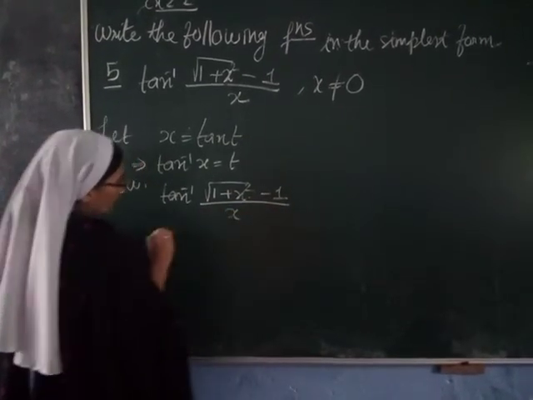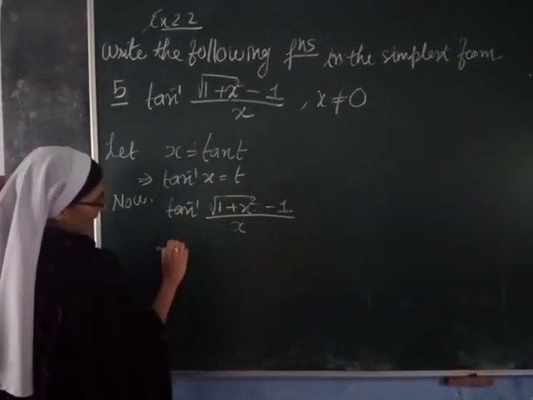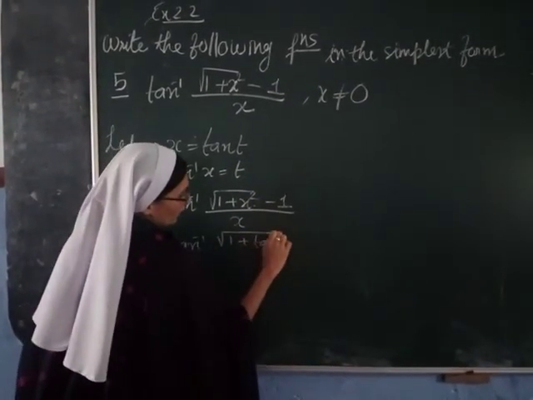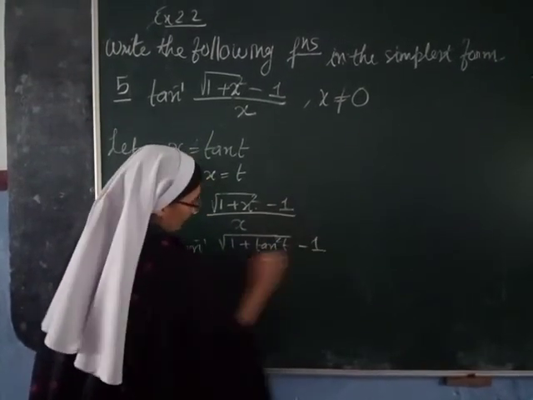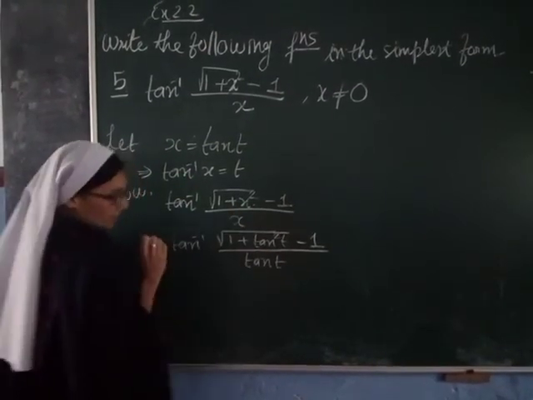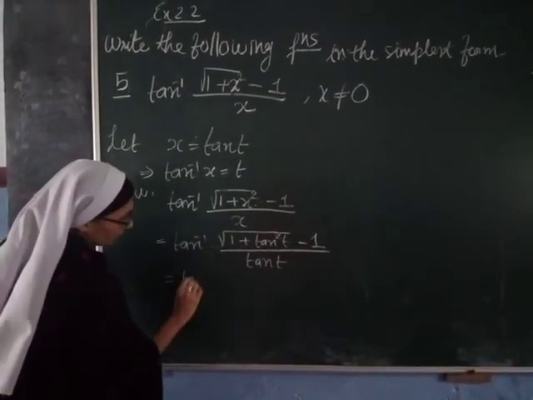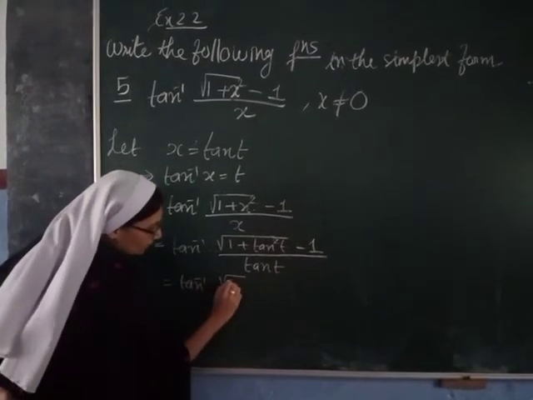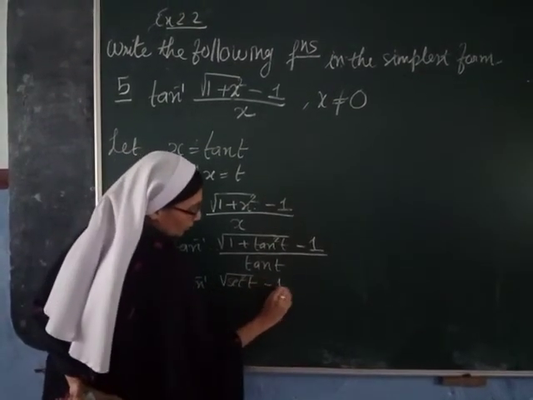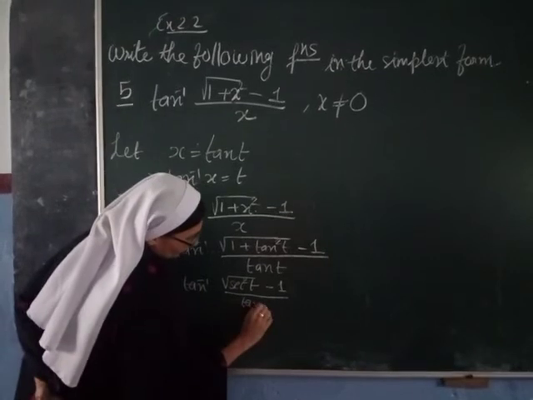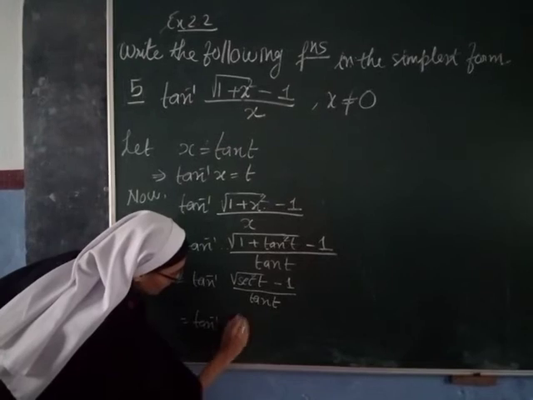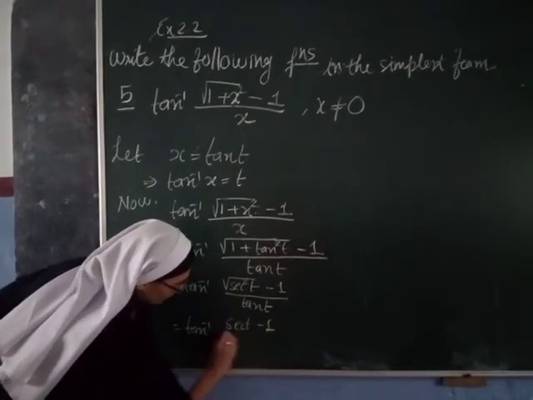divided by x. Okay, let us put the value of x. X is tan t. So tan inverse of square root of 1 plus tan square t minus 1, divided by tan t. Both sides we put tan t, so x square is also tan square. Now as I know, 1 plus tan square is sec square, so it becomes sec square t. This is the formula. Minus 1 divided by tan t. Okay, square and square root cancel. So what you get is tan inverse of sec t minus 1 divided by tan t.